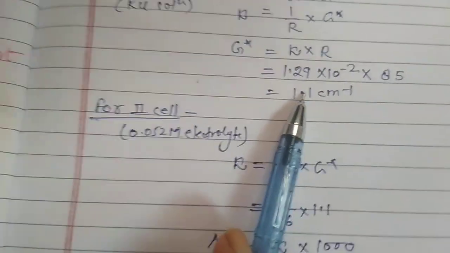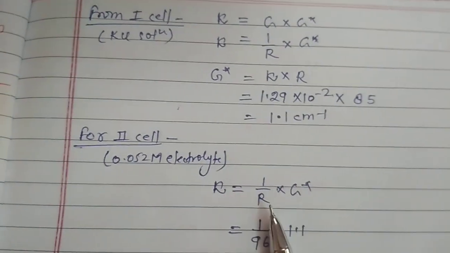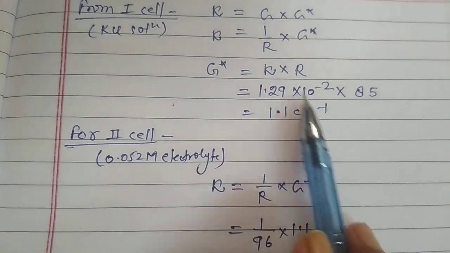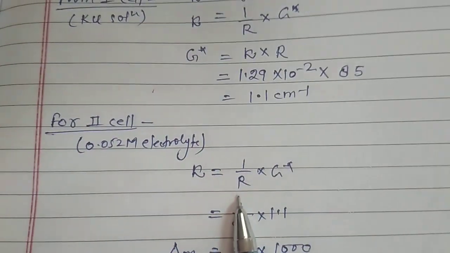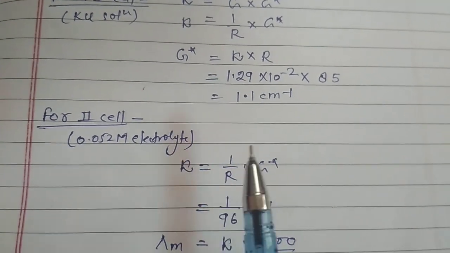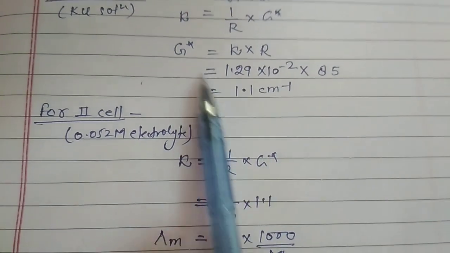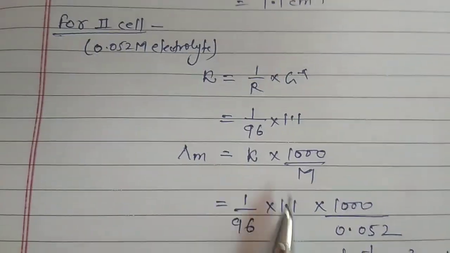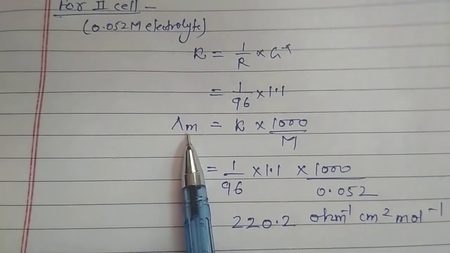Now with the help of the cell constant, because we have taken the same cell, the value of cell constant, meaning length upon area of cross section, would be same. So we can apply the same for the next cell. Again we are having the same formula, kappa is equal to G into G star. We have been given the resistance for the next cell also, that is 96. G star would be same for both because the cell is same.